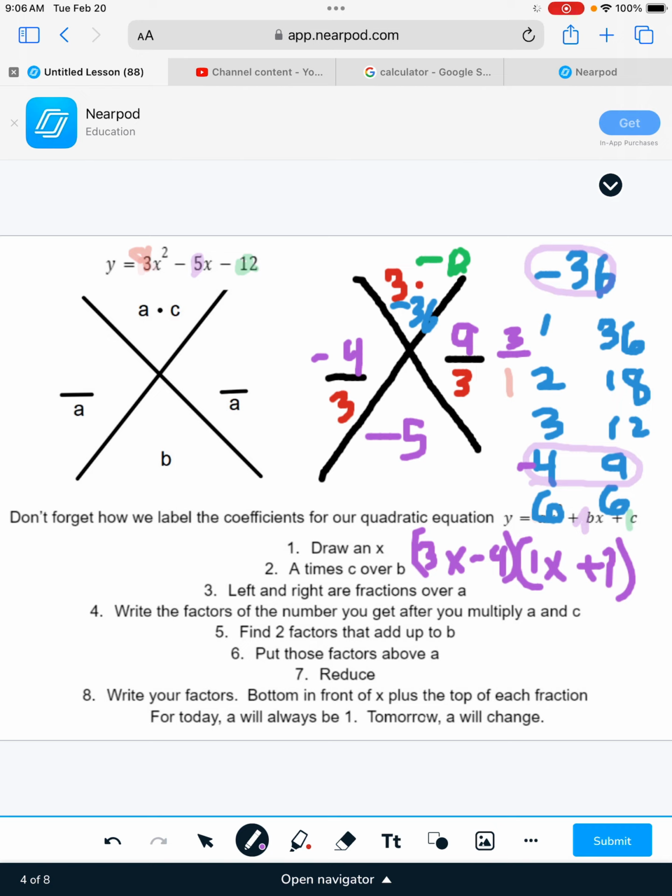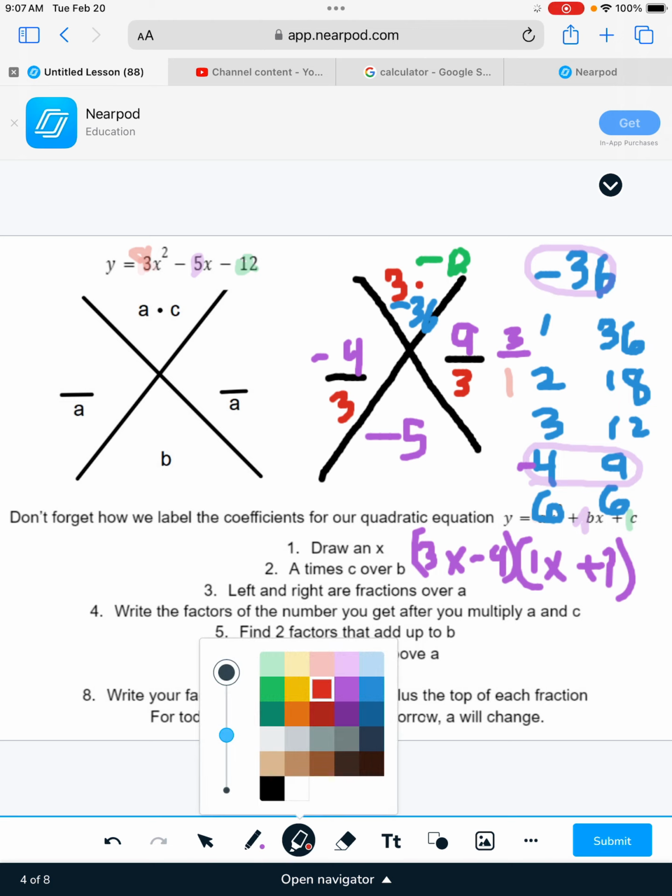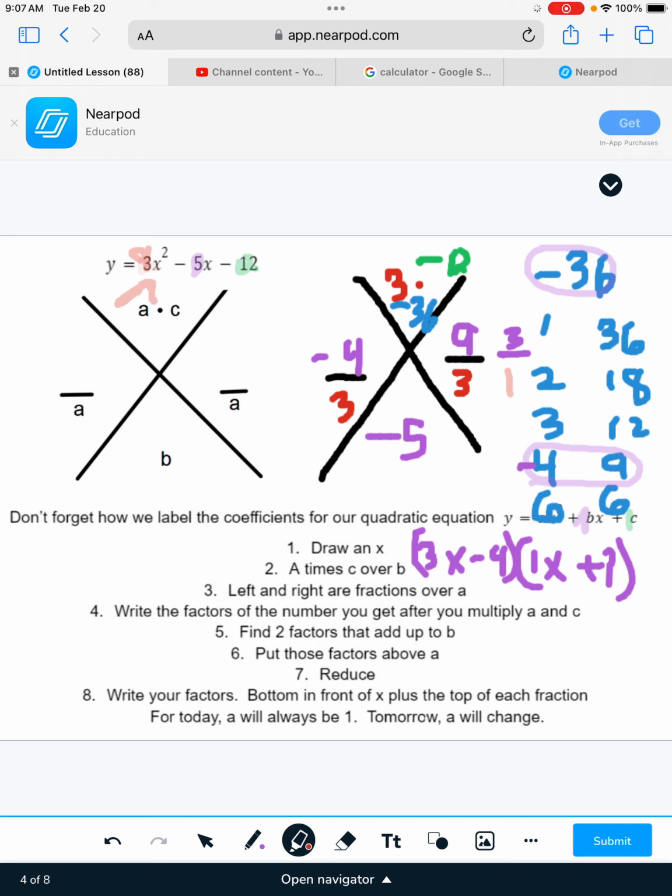For today, you're not going to have an a. This first number is not going to quote unquote exist. It's going to be an invisible 1. Today, your a's are always going to be 1. Starting tomorrow, that is going to change. And your goal is to set up this X-Men and to be able to take apart those factors.